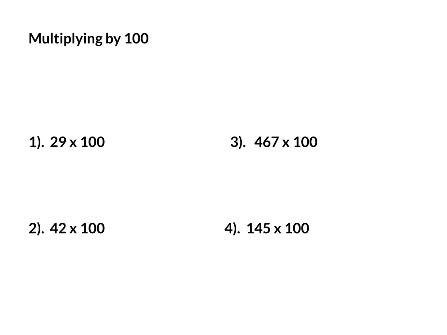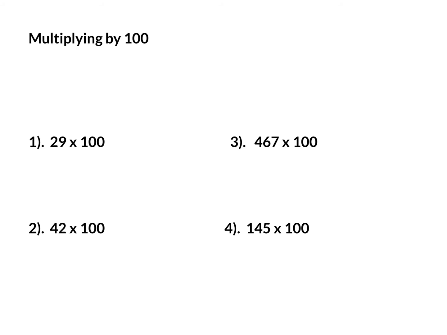So just remember when you're doing this, you don't need to write these out as a sum, okay? You can see that they can be completed fairly quickly mentally, and just remembering that connection between adding on a 0 if you're multiplying by 10, adding on 2 zeros if you're multiplying by 100. So I want you to pause the video now and to have a go at these questions in your jotter.